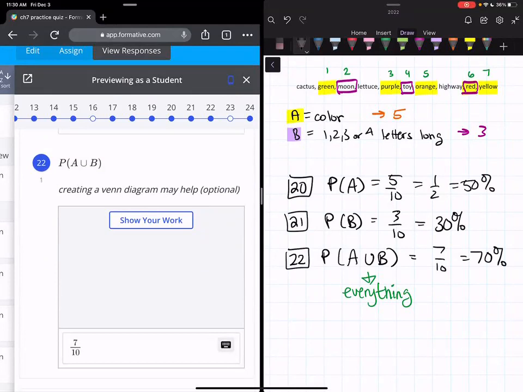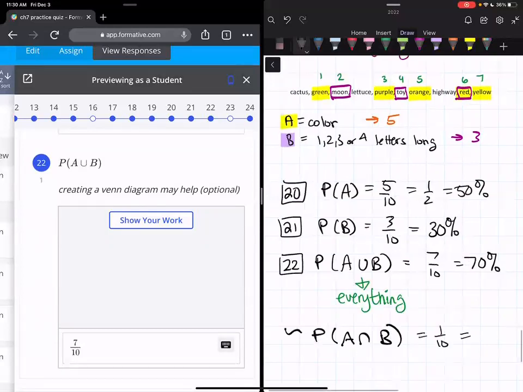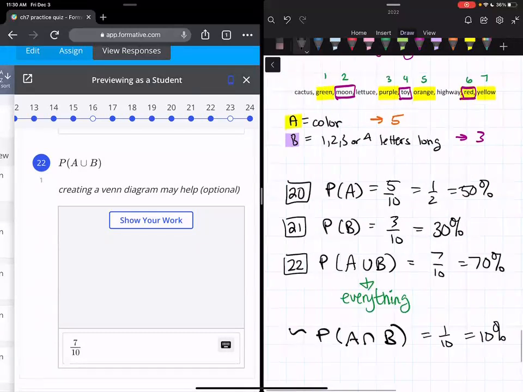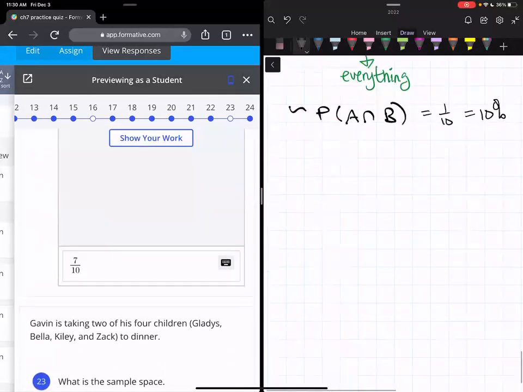I didn't ask it, but if I had asked for the other one, the intersection, how many are both a color and less than 5 letters long? Just one. So it wasn't requested, but you could do that one instead. So we're almost done. Are we good? Okay, so not my favorite question, the last 2, but they were on my open math. So I thought I would steal one of them.